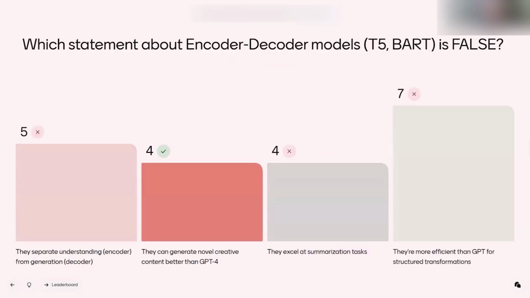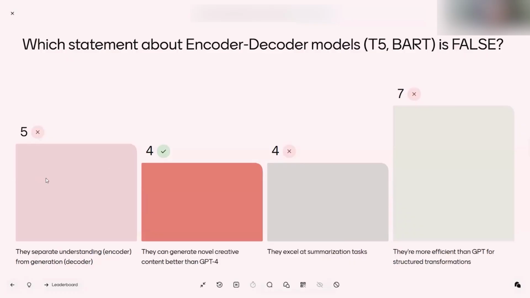So they are more efficient than GPT for structured transformations. Is that correct or wrong? They excel at summarization tasks, and they separate understanding (encoder) from generation (decoder). They can generate novel creative content better than GPT. Okay, T5 and BART are basically encoder decoder kind of models, and we have the correct answer only by elimination. Let's take them one by one.